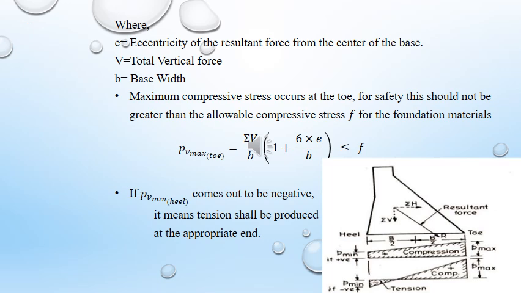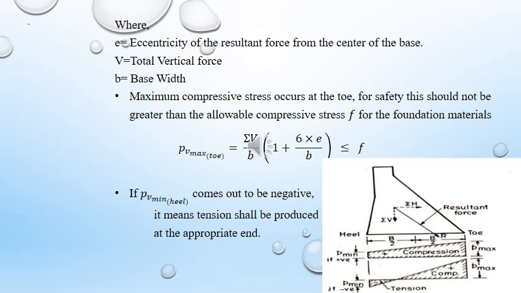where this e is the eccentricity of the resultant force from the center of the base, and summation of V means vertical force, and B is the base width. So, maximum compressive stress occurs nearer to the resultant. So, for the safety this should not be greater than the allowable compressive stress f for the foundation material.